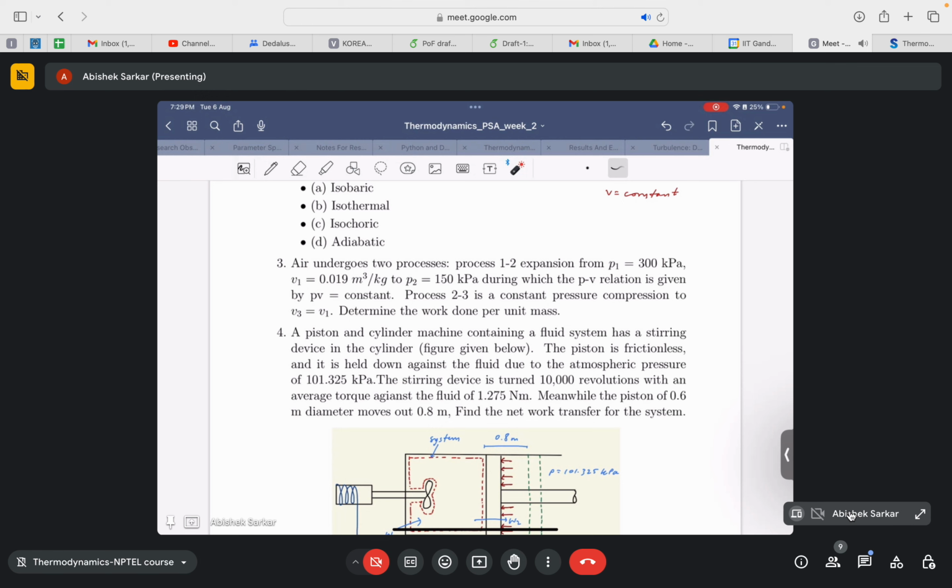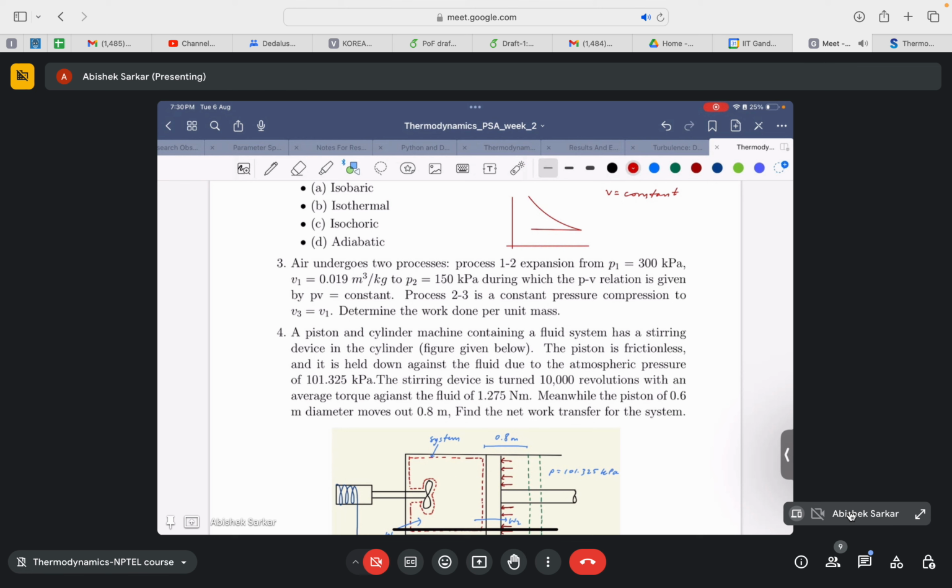Okay. So let me just draw the PV diagram for this case. What it tries to mention is that this is the first process 1 to 2, an expansion, and 2 to 3 is a compression. You have 5 minutes, so at 7:35 I will ask the answer. I will show the solution. Before that you can give the answer.